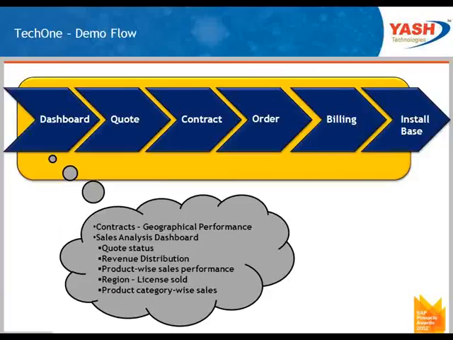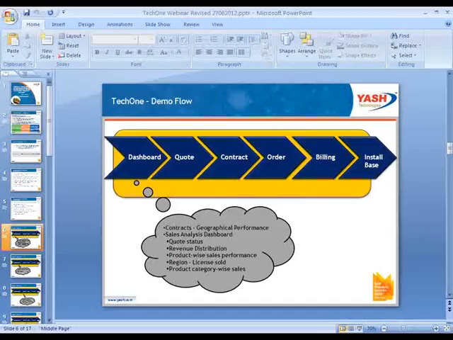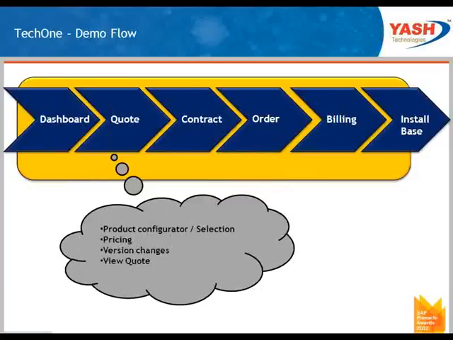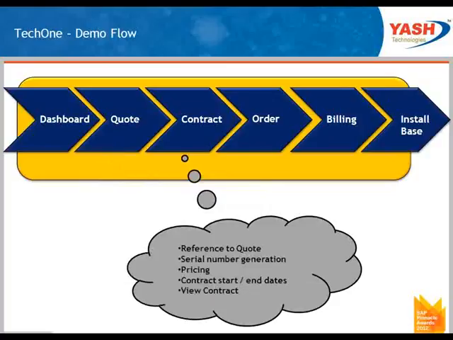So in the demo flow, on the dashboard, we will typically talk about how we can view the different sales dashboards in terms of region-wide sales, customer, and top 5 customers. In the code, we can specifically look at product configurators, the pricing. We will look at the version changes. We'll view the code in entirety.